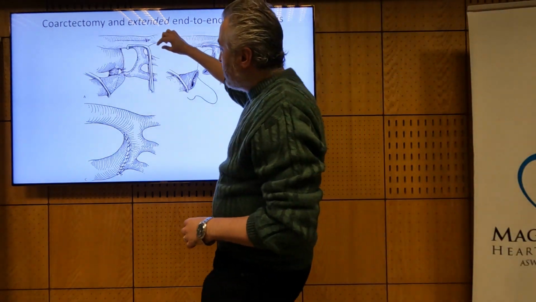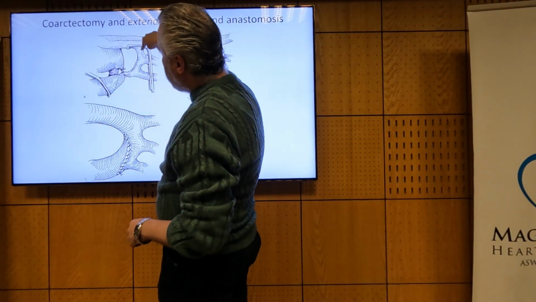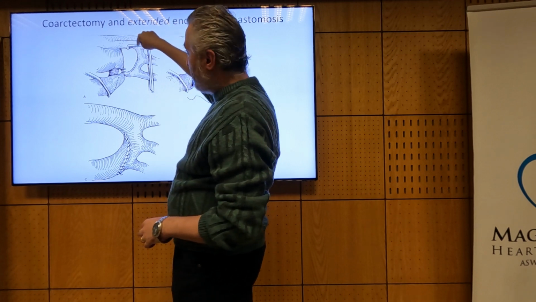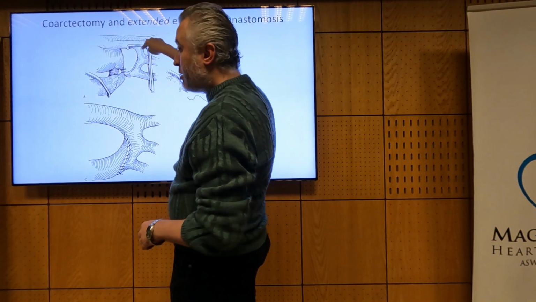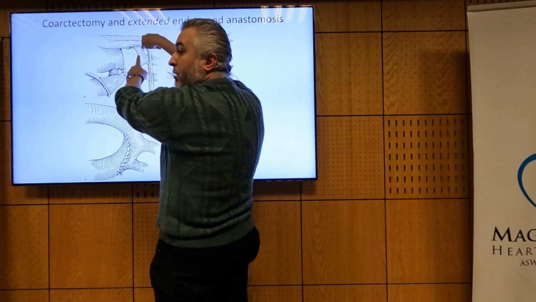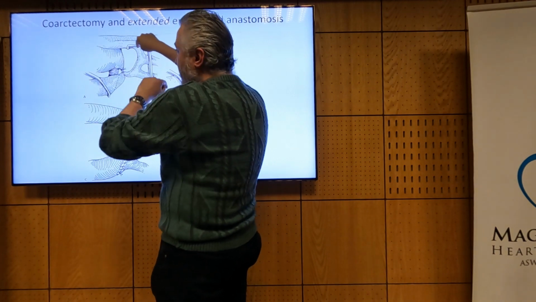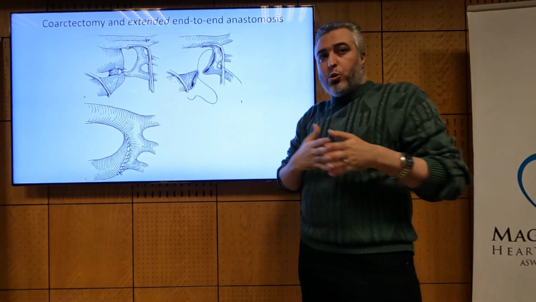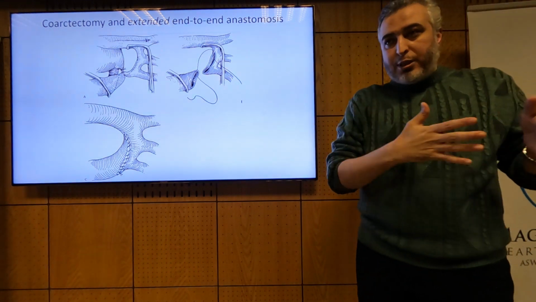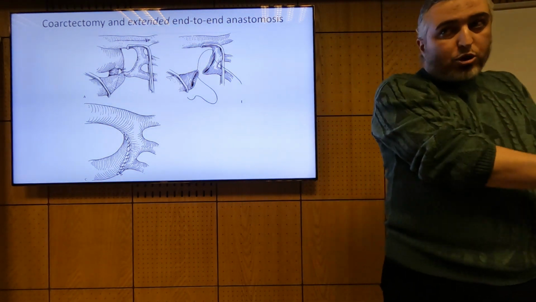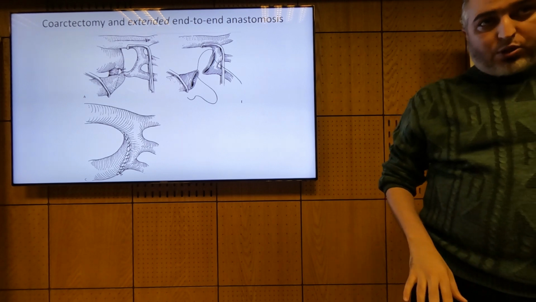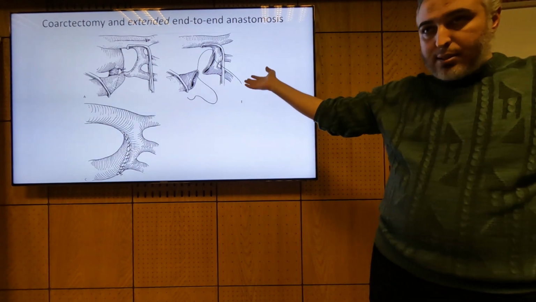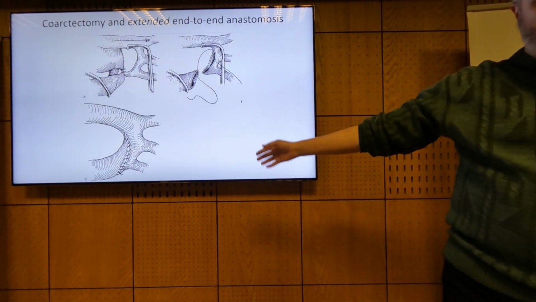On the other hand, if the narrowing extends all the way to here, this would not correct it because the incision stops there. So this cannot be done with hypoplastic aortic arch, where the hypoplastic segment extends into the proximal arch, just distal to the brachiocephalic. Then you still get residual narrowing if you do just this.